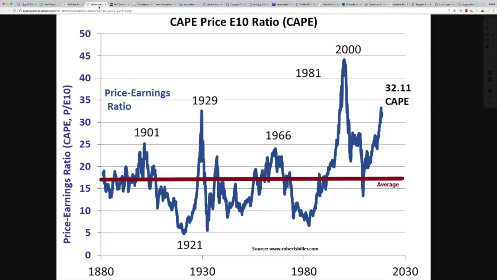Now the CAPE is something that I show regularly, and I try to bring it up at least once a month or so to track the progress of it. But the CAPE is the cyclically adjusted price earnings ratio. This is one of the more important indicators of a stock market bubble. You'll see that we are currently at about 32. On average, it's about 16 or 17.